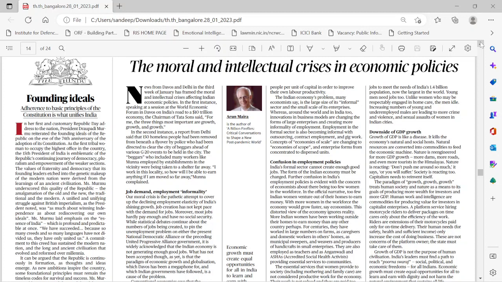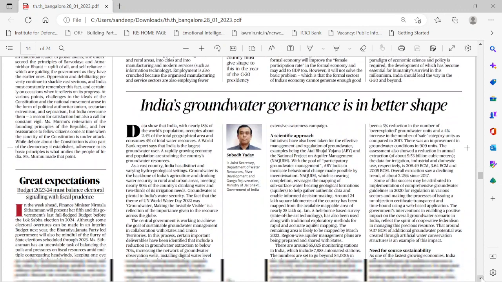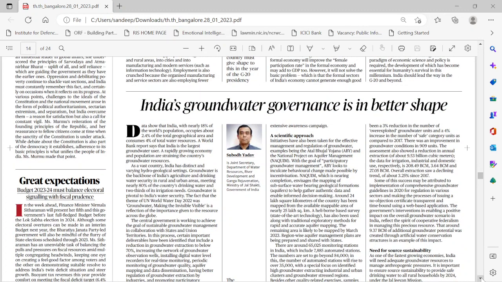Next point, India's formal sector cannot create enough jobs because of technology. Full stop. Most of the women are also working in informal sectors.